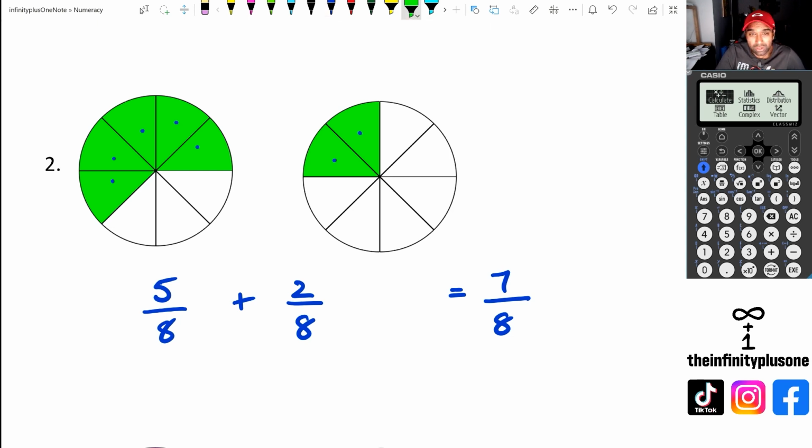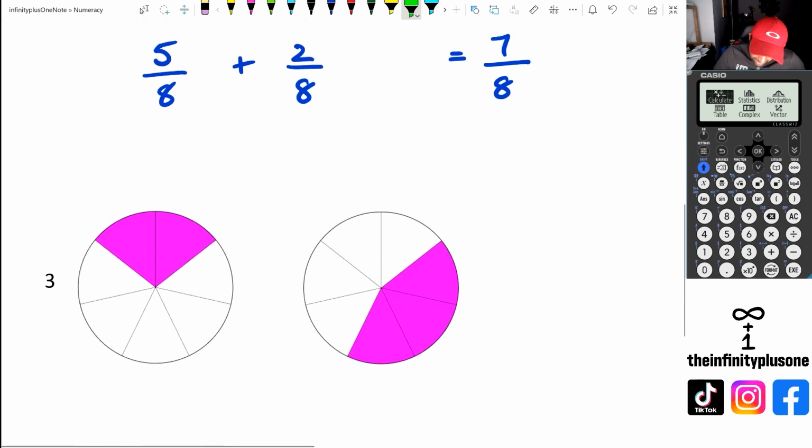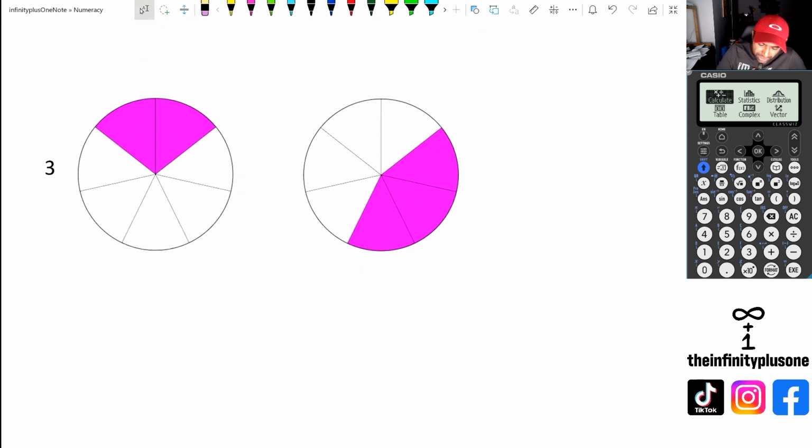Now again, if you're wondering how this happened, all I've done here is taken both of these green parts and put them here. So there's my first green slice, and there is my second green slice. And if you look at the number of parts that are shaded, there are 7 parts that are shaded out of 8 in total.